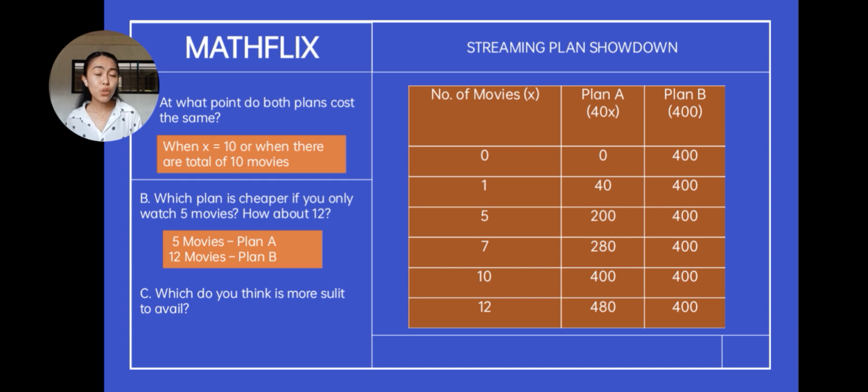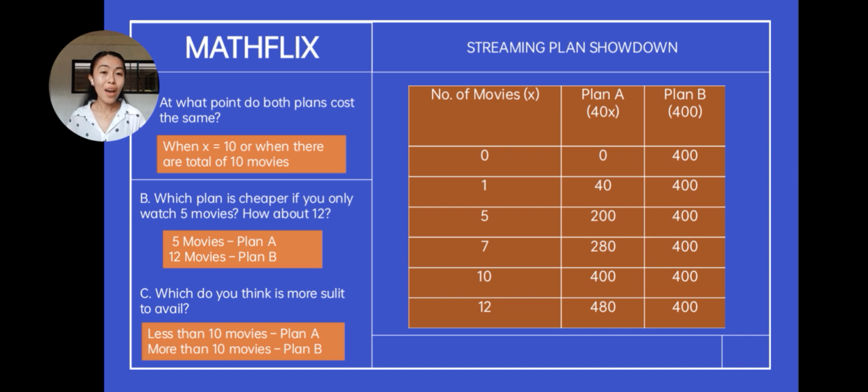What about when you watch 12 movies? Very good. Plan B is cheaper because you only have to pay 400 pesos. And for the last question, which do you think is more suited to avail? You're spot on. If you are going to watch fewer than 10 movies, then plan A is a better choice. However, if you prefer watching more than 10 movies, then plan B is the better choice.